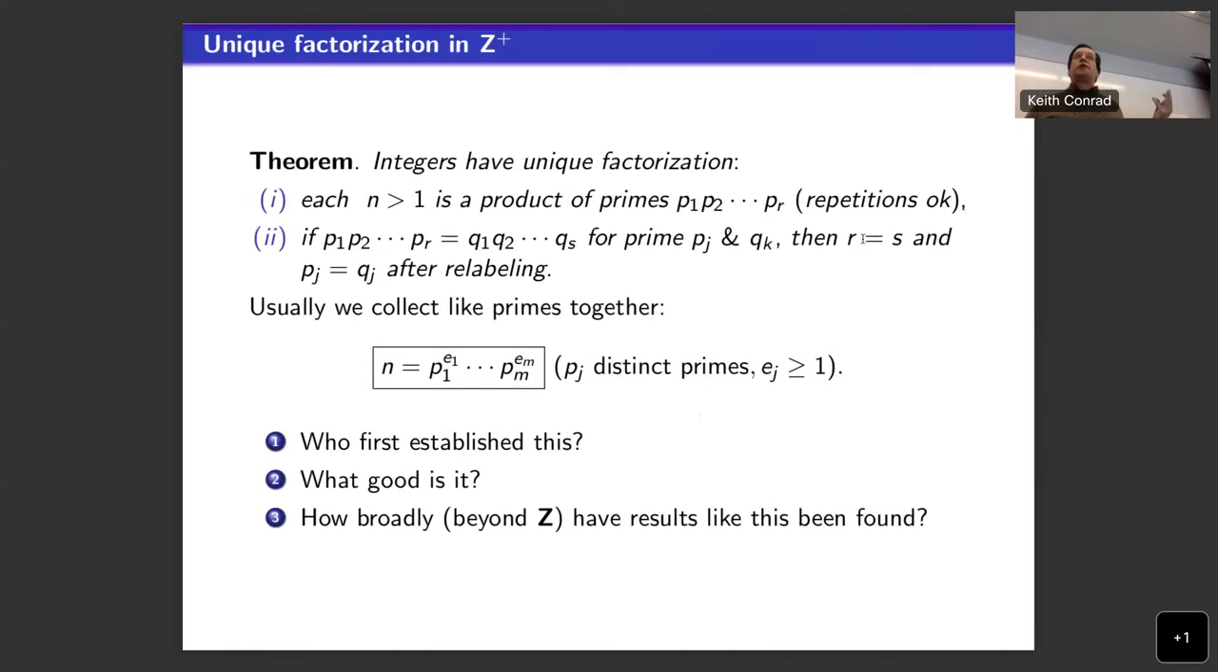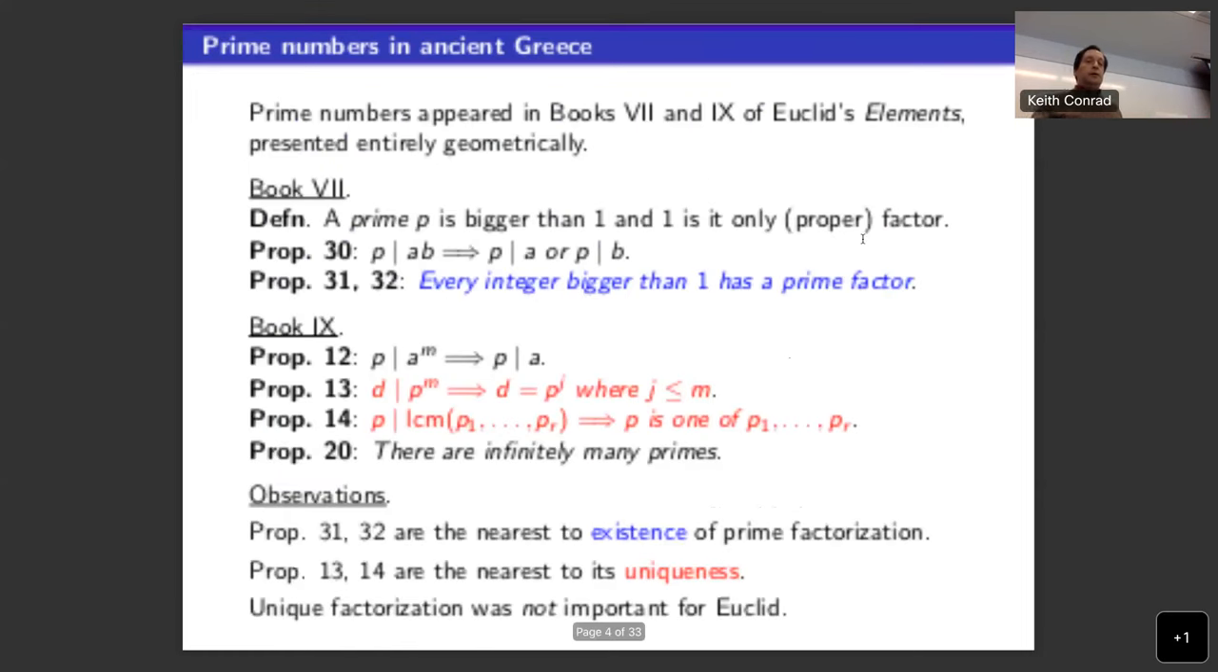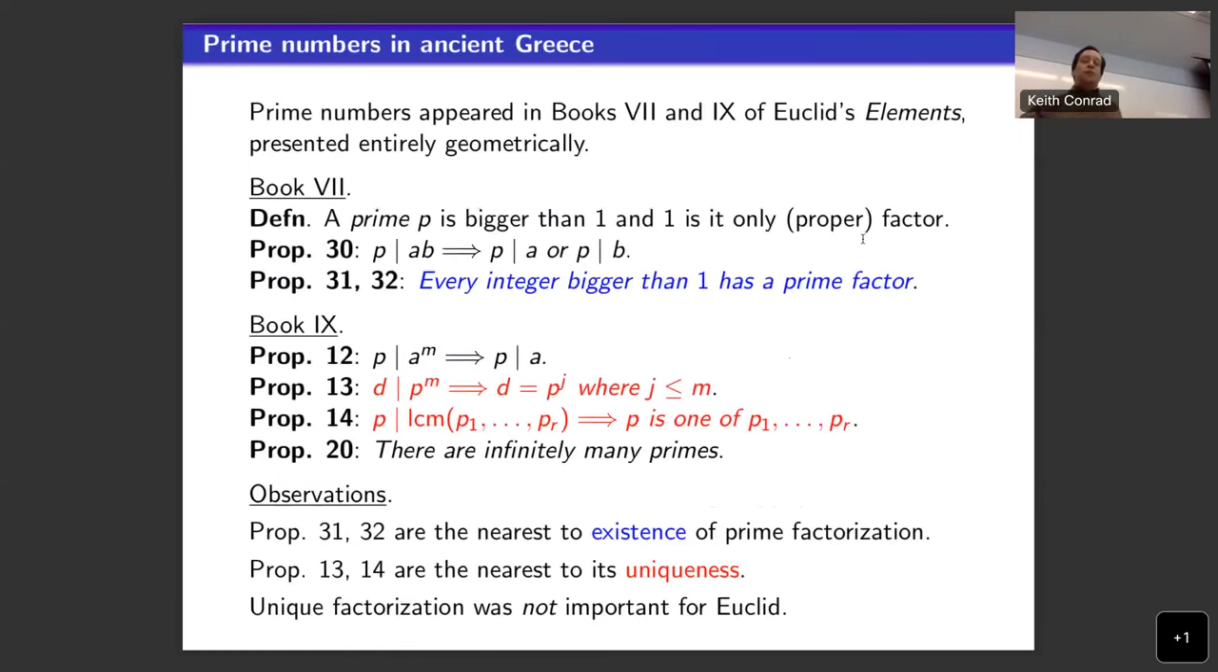So there are three things to address. First, how far back does unique factorization go? Who first perceived that it was something worth proving? Second, what good is it? What can you do with it besides just proving it? And third, what's the scope to which statements like unique factorization have been demonstrated in settings beyond just the integers? We already saw Lamé had wanted to use it for certain systems of complex numbers where it doesn't necessarily hold. So the basic results about prime numbers go back to the ancient Greeks.